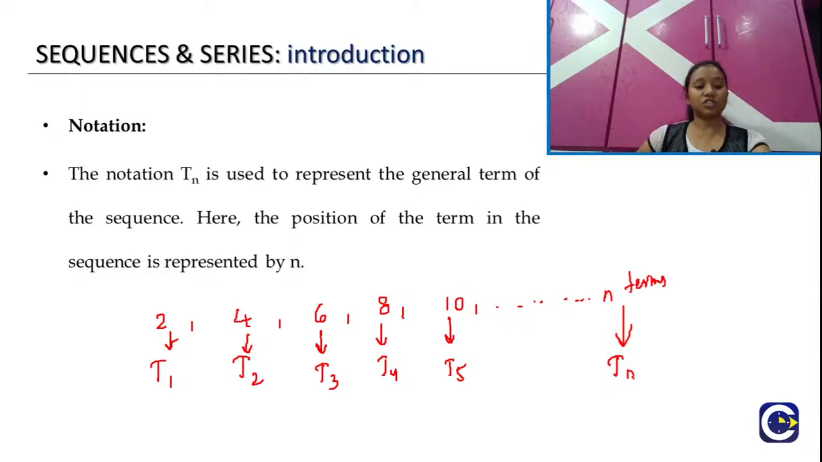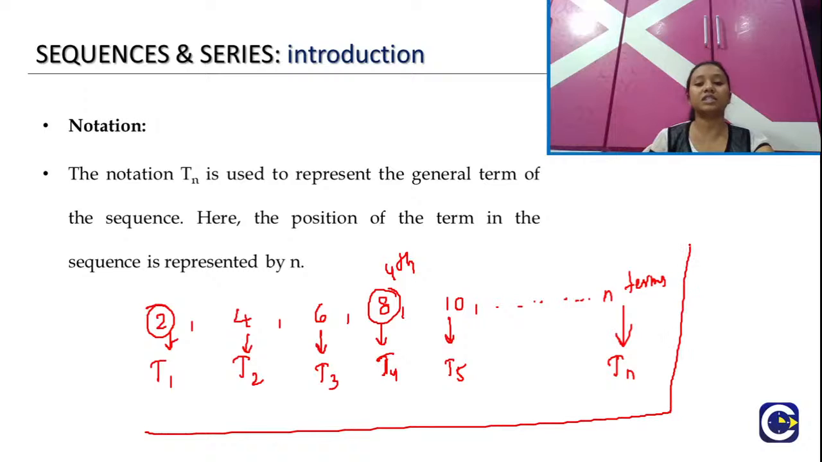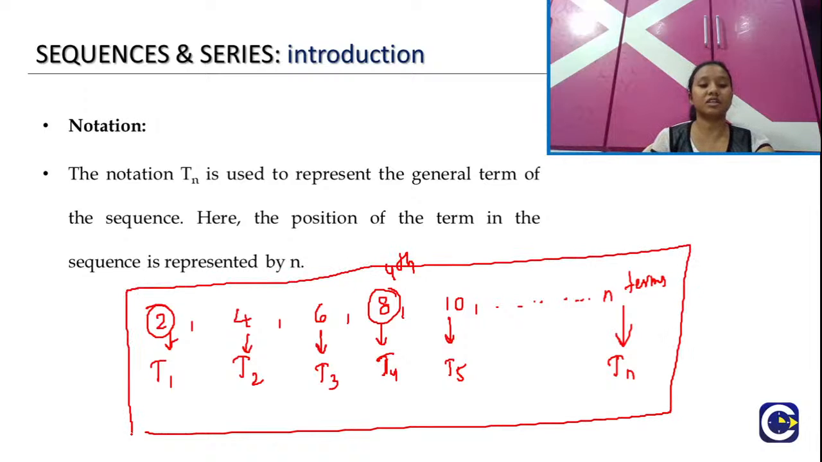Tn. Right, so the notation we'll be using to represent the terms present in the sequence is nothing but T1, T2, T3 and so on, Tn, where n here is nothing but the position of the term in that particular sequence. So 2 is presented in the first position, so it will be T1, whereas 8 is the fourth term, so it is notated by T4. Likewise we'll be using this notation in order to represent the terms present in the sequence.